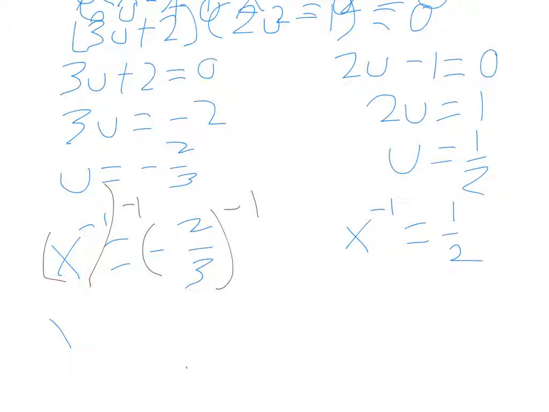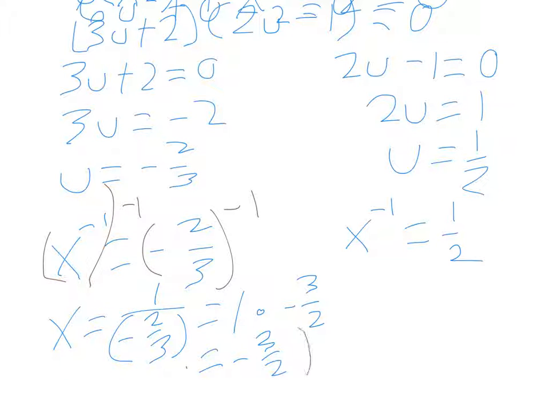So for this, x would be 1 over negative 2/3. But remember, when you're dividing by a fraction, you flip it and multiply. Since we're dividing by negative 2/3, you flip it. So it'd be 1 times negative 3/2, which would be negative 3/2. So that's our first possible answer, which we still have to check.